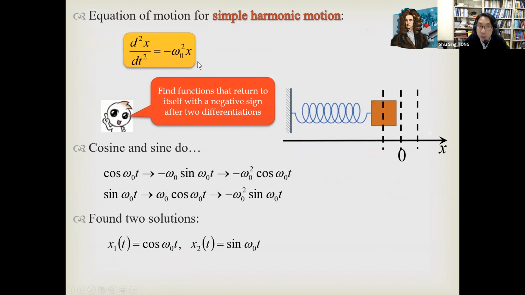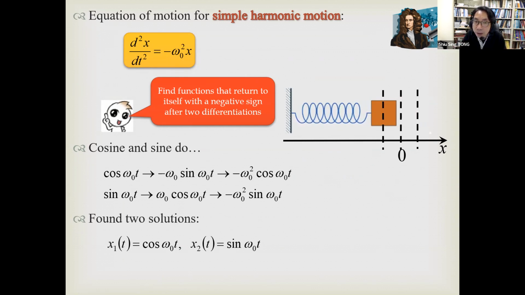So the differential equation becomes the second derivative of x with respect to time equal to x itself multiplied by a negative constant. The negative constant is minus omega naught squared. Now, what kind of function will satisfy this equation? The equation is telling me to find a solution such that upon two differentiations, we return the solution itself, but with a negative constant. So what kind of function will satisfy that requirement?